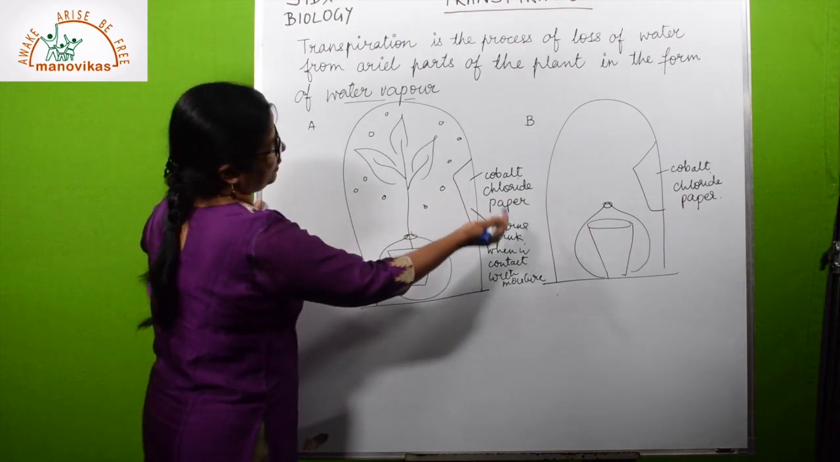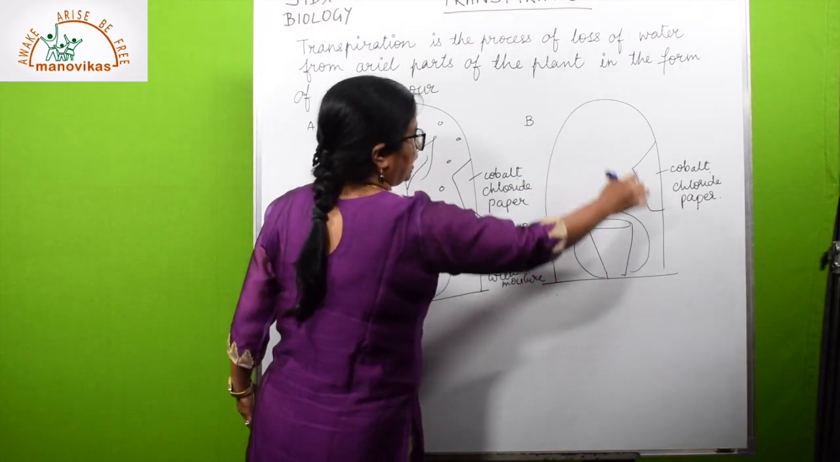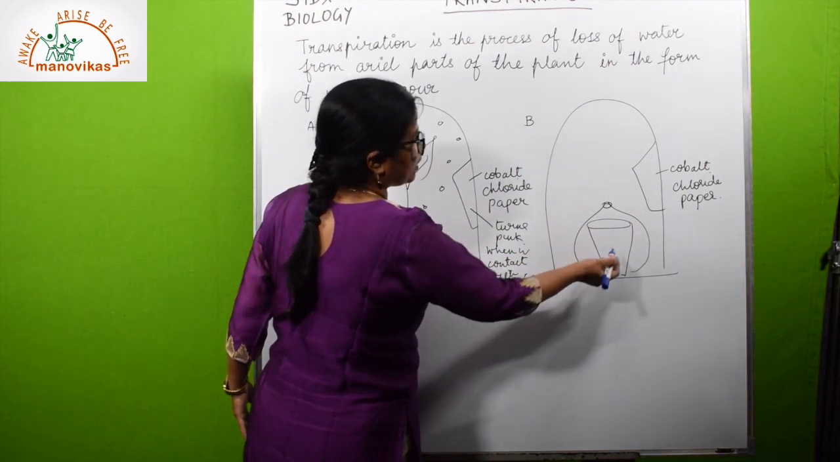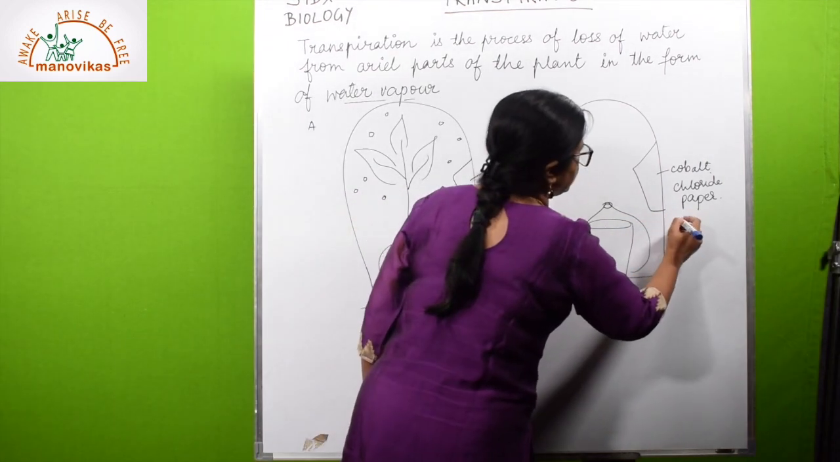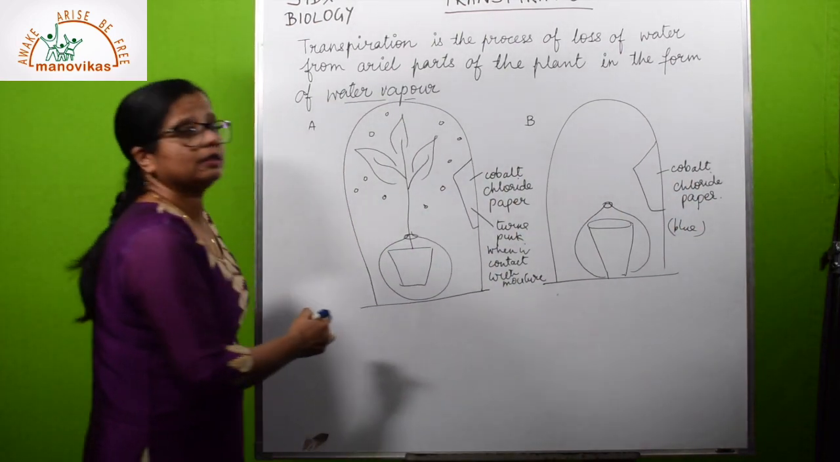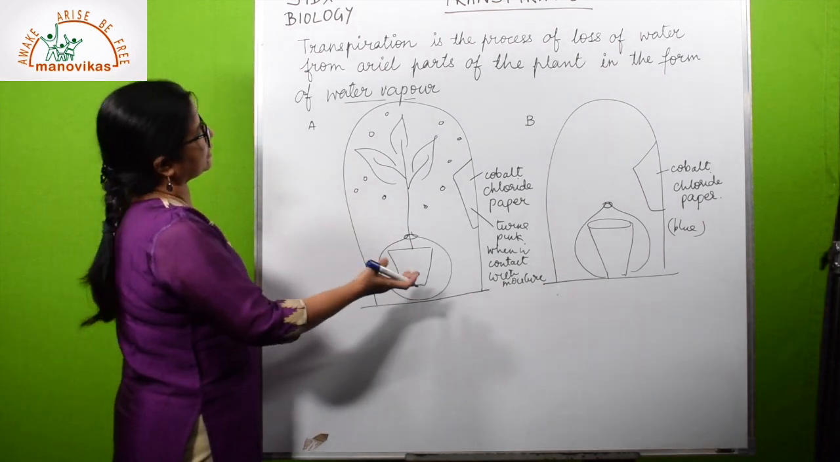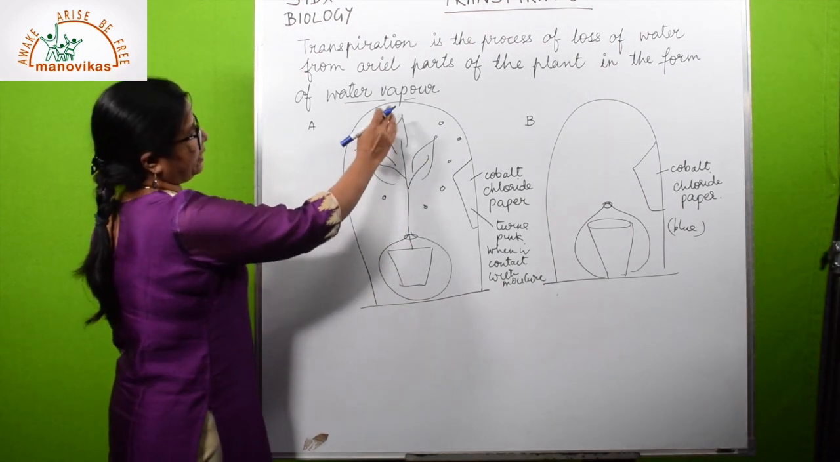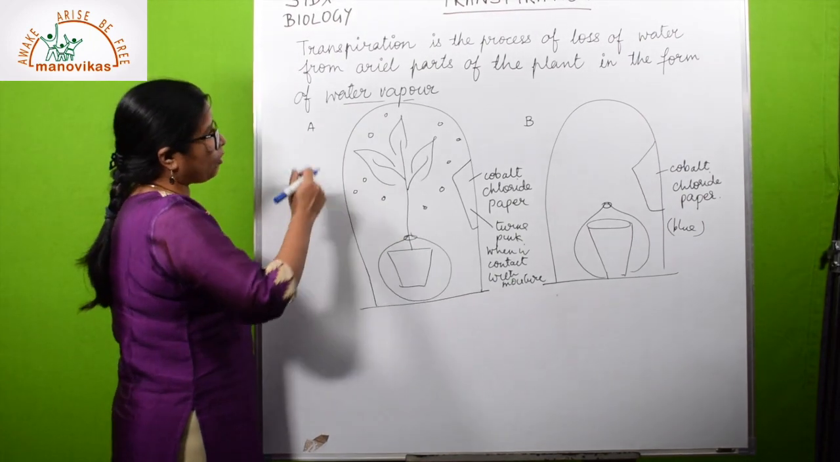This cobalt chloride paper after a while turns pink. At the same time, in this bell jar B, you will see that there is no change in the cobalt chloride paper. It continues to remain blue. Why? Because it didn't come in contact with moisture in any way. So this is a very simple experiment, but it tells us that the parts of the plant, the green leaves, the aerial parts of the plant, are giving out water. In what form? Water vapor.